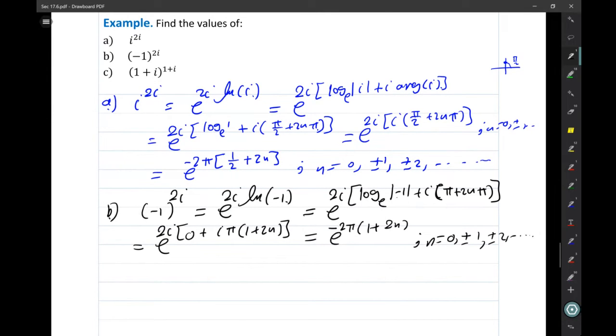Professor, can you please repeat how we got rid of the I in the last line? How we got rid of it? Okay. Absolute of minus 1. I times I is I square, which is minus 1, times 2 pi, it is minus 2 pi, times 1 plus 2n.